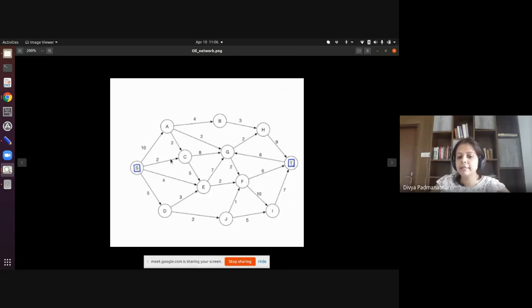And you also want to ensure that in each arc you don't send more than the capacity.